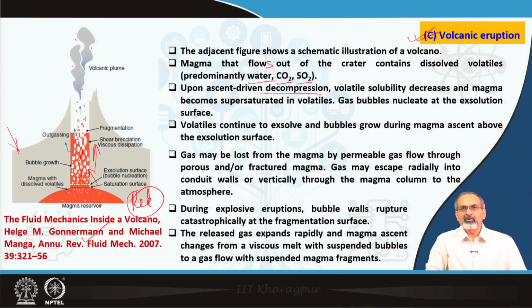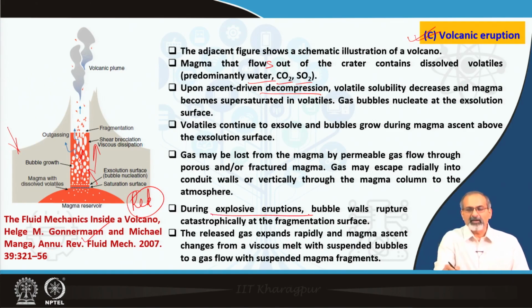Volatiles continue to exsolve and bubbles grow during magma ascent above the solution surface, and gas may be lost from the magma by permeable gas flow through porous and or fractured magma. Gas may also expand radially into conduit walls or vertically through the magma column to the atmosphere. Therefore, there is a lot of gas evolution because the bubbles are growing due to this decompression.